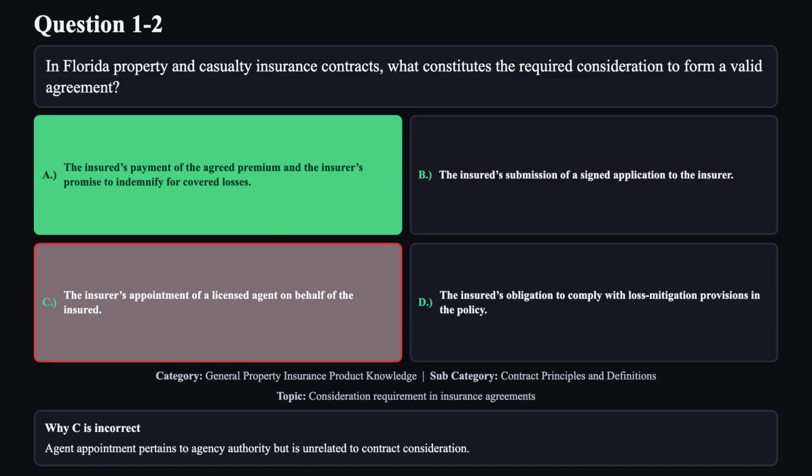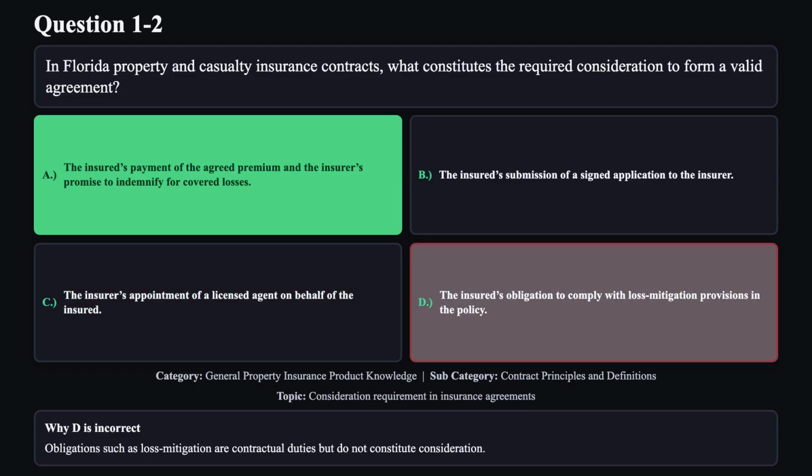Reason C is not correct. Agent appointment pertains to agency authority but is unrelated to contract consideration. Reason D is not correct. Obligations such as loss mitigation are contractual duties but do not constitute consideration.